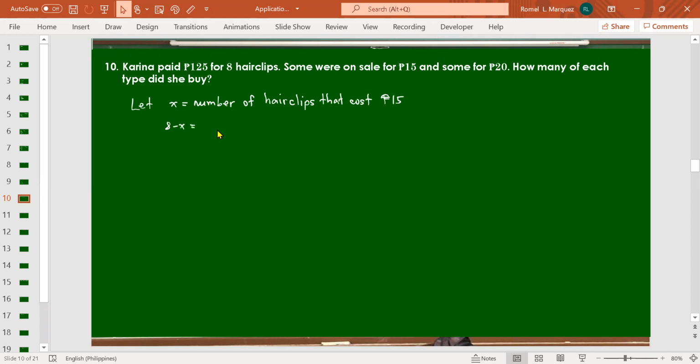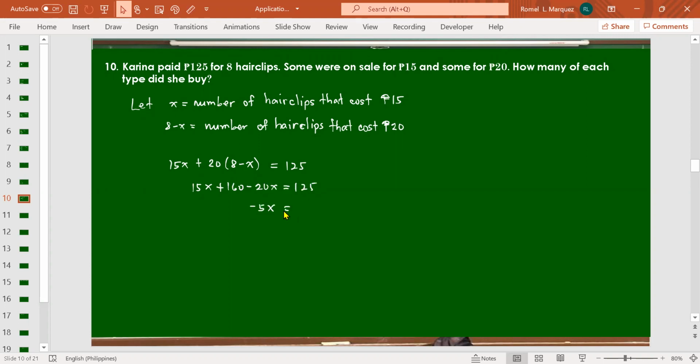While 8 minus x is the number of hair clips that cost 20 pesos. The total is 125. So how much did she spend for the cheaper hair clips? 15x. For the expensive one, we have 20 times 8 minus x, and the total is 125 pesos. So 15x plus 20 times 8, so we have plus 160, minus 20x equals 125.